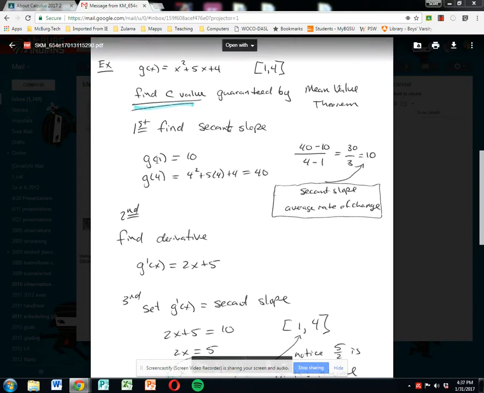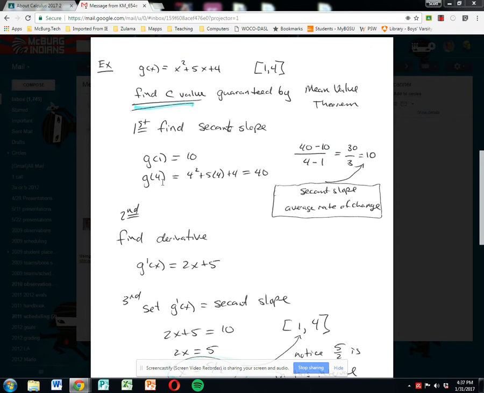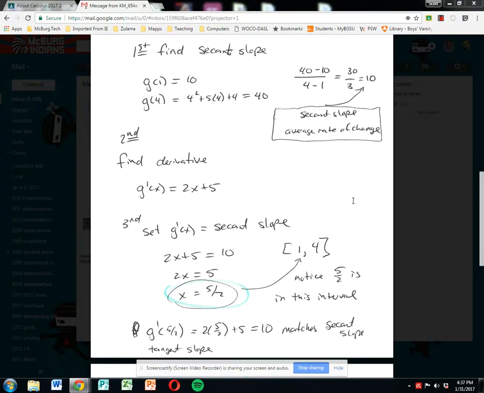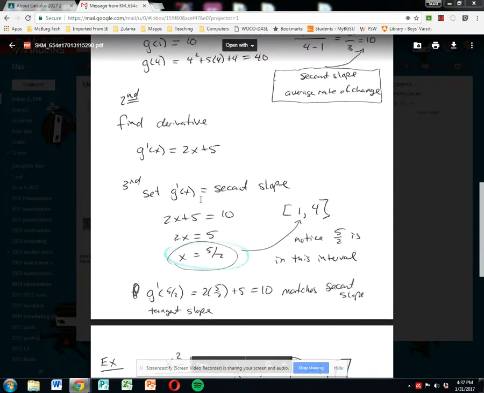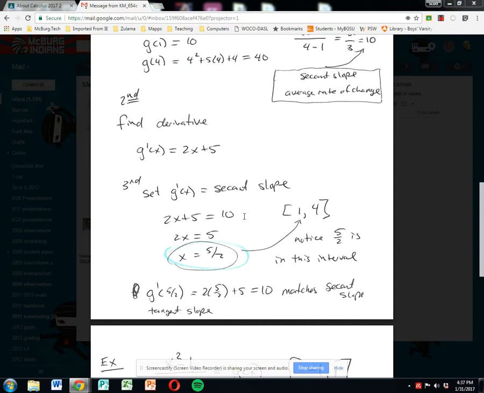So I find the secant slope. So g of 1 is 10 and g of 4 is 40. So differences in the y's over differences in the x's gives me a secant slope of 10. This is between the two endpoints of 1 and 4. This is your average rate of change. I take the derivative, which again, straight power rule here, and I set the derivative equal to that secant slope we just found. I solve for x, and I find out that x is equal to 5 halves.